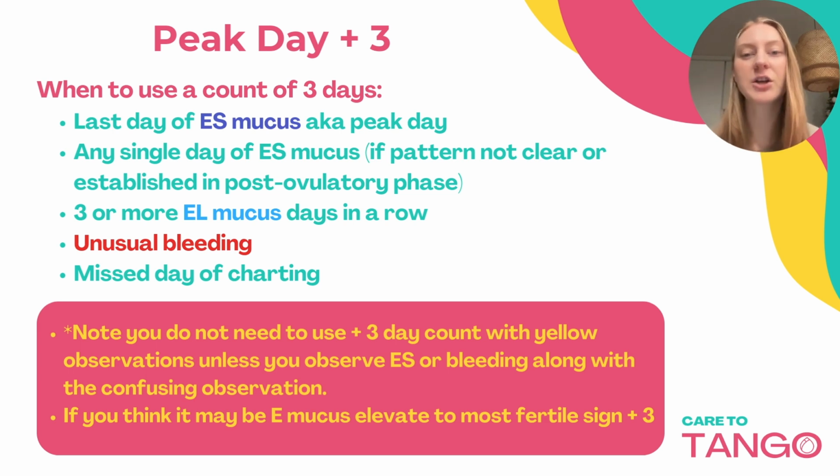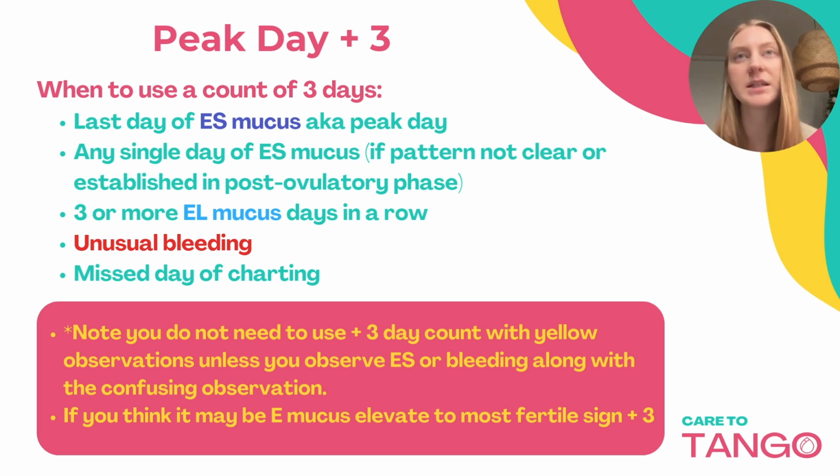So when should you actually use a count of 3 days? You're going to use it on that last day of any ES mucus, so your peak day. You can use it on any single day of ES mucus if your patterns are not clear or established in your post-ovulatory phase. If you have 3 or more EL mucus days in a row, you see any unusual bleeding, or you've missed a day of charting. Some longer cycles, like those with PCOS, can experience prolonged pre-ovulatory phases and can have starts and stops in attempted fertility.